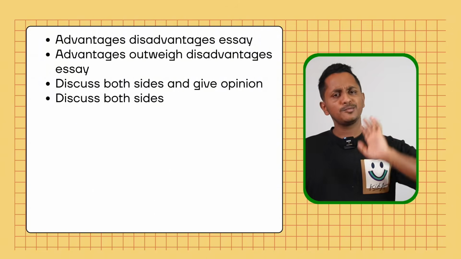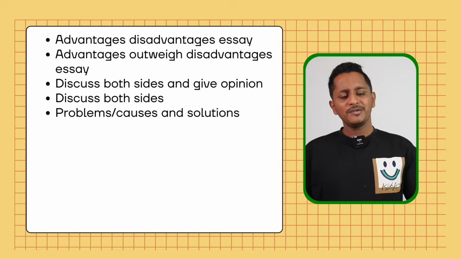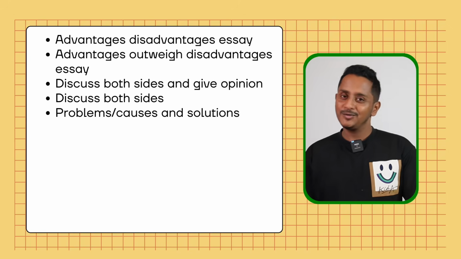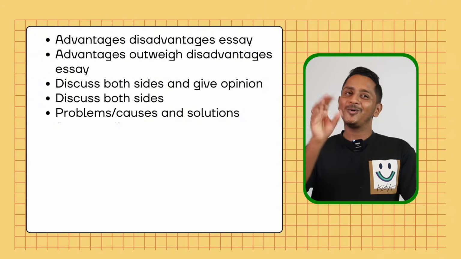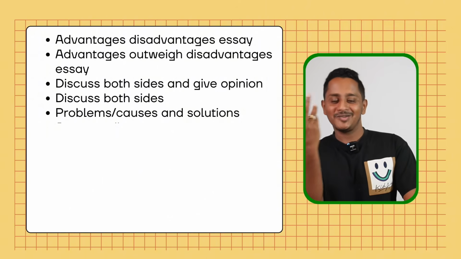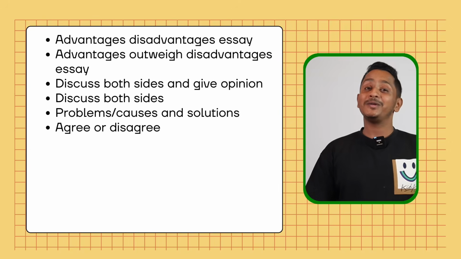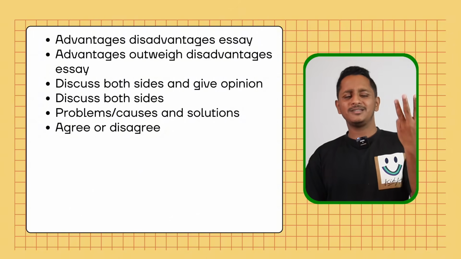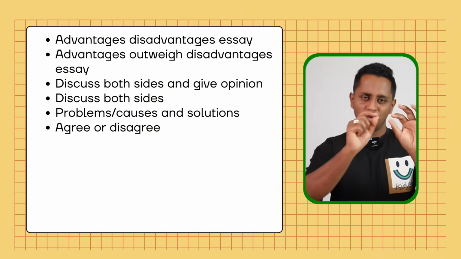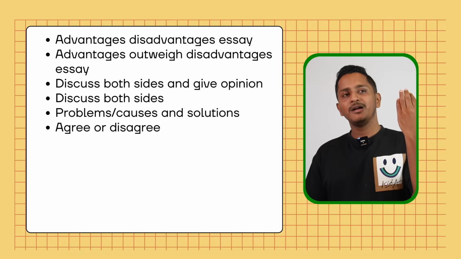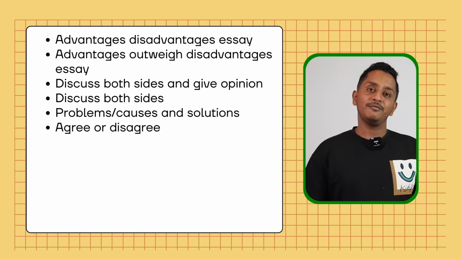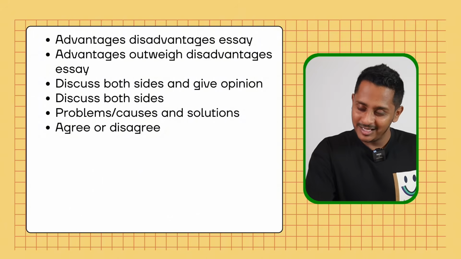Fourth is just discuss both the sides, no opinion asked. Fifth could be problem or causes and solutions. Or 6 could be only problems or only causes, no solutions asked. Or only solutions asked, no problem, no causes. And the next would be agree or disagree. Agree, disagree itself has 3 different types. Here I'm just sharing you one generic structure. Soon I'll make independent videos on each and every essay, question or type if possible.